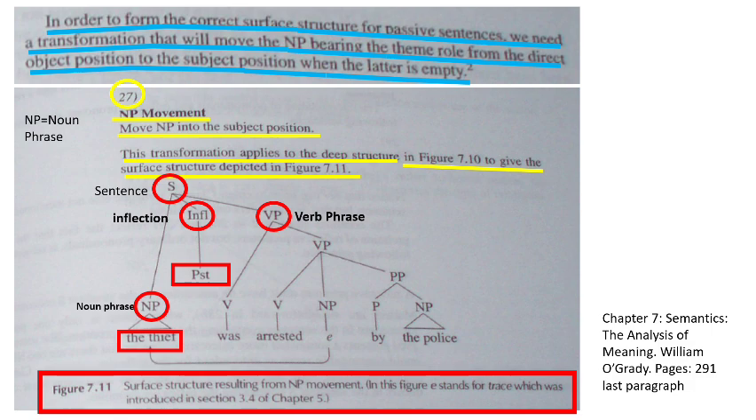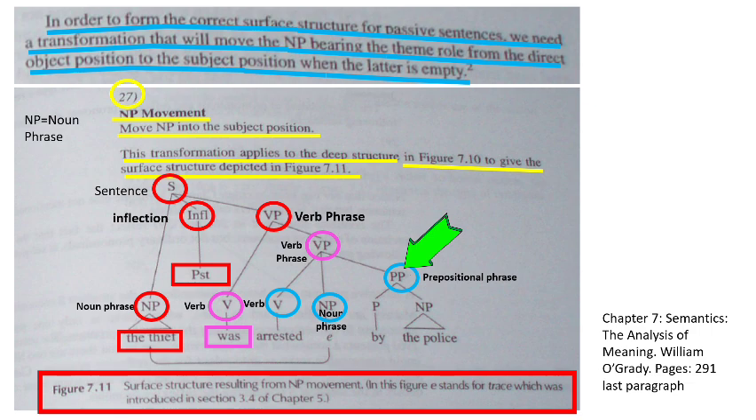At the very top of the tree diagram, there's the letter S, sentence. The sentence consists of a noun phrase, inflection, and a verb phrase. The first noun phrase of this sentence is the thief. The inflection of this sentence indicates past tense. On the right part of the inflection, we have the verb phrase. The verb phrase consists of a verb and a verb phrase. The verb is was.